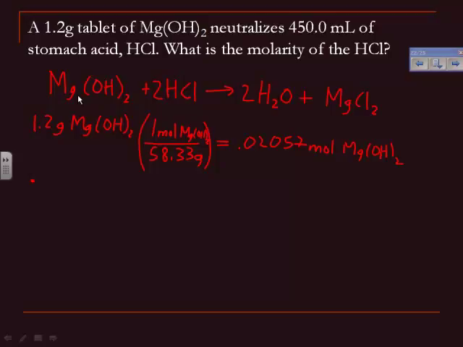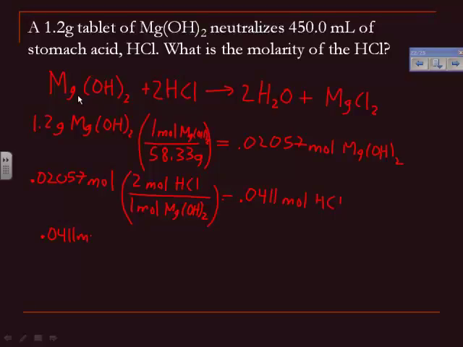Then we want to go for moles of magnesium hydroxide, 0.02057 moles. We want moles of magnesium hydroxide on the bottom. We want moles of HCl on the top. So we multiply by 2. In this case, we get 0.0411 moles of HCl. We're trying to find concentration, so it's moles divided by liters.